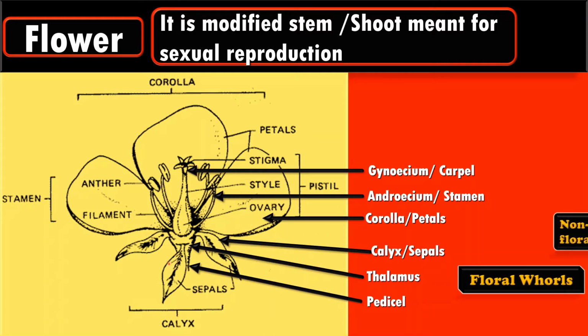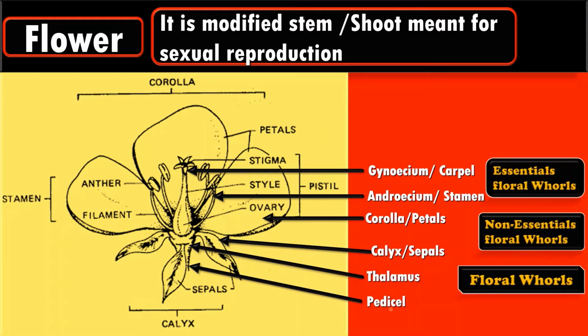Students, this is a stalk of the flower. It is called pedicel. This pedicel leads to broader portion called thalamus. This thalamus holds various floral whorls. These floral whorls are of two types, non-essential and essential whorl. Non-essential whorl include calyx and corolla, whereas androecium and gynoecium are essential whorls.